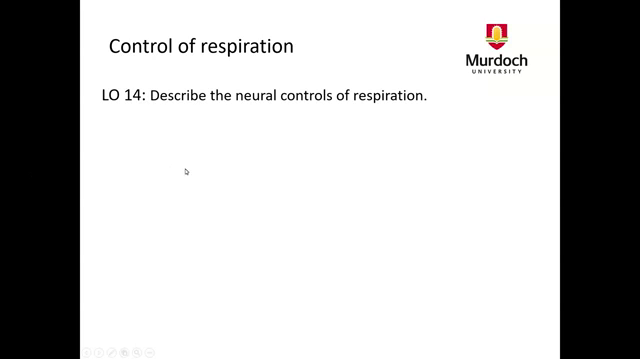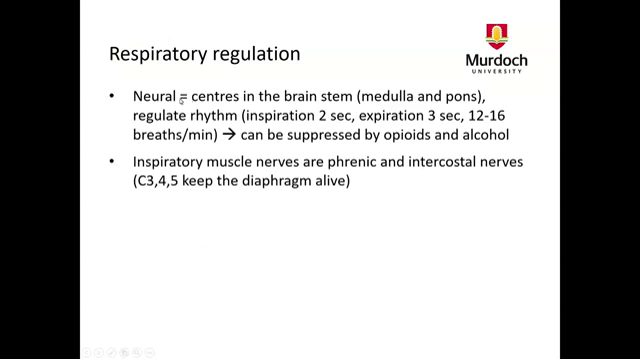Okay, so finally we need to look at how is it all controlled. So respiratory regulation, we have neural control, so the nerves will control it, and just like we have a temperature center in the brain, we have a respiratory center in the brain, and it sits in the medulla, which is the top part of our spinal cord, and a bit further up the pons. That's the brainstem area. We talk about those in more detail when we look at the neurological system.